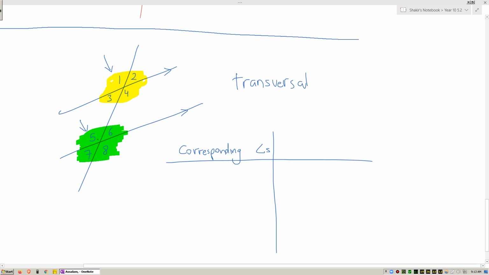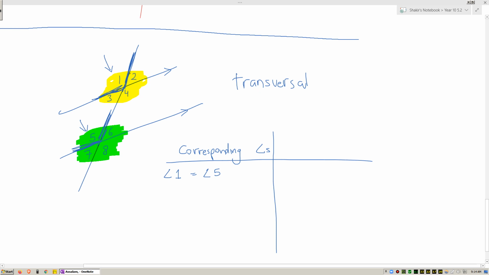And they're equal. And you can see visually they're both obtuse, right? If you look at it. Look at this, it's obtuse, and look at this, that's also obtuse, and they visually look very similar as well. And so we can say 1 and 5, angle 1 is equal to angle 5.